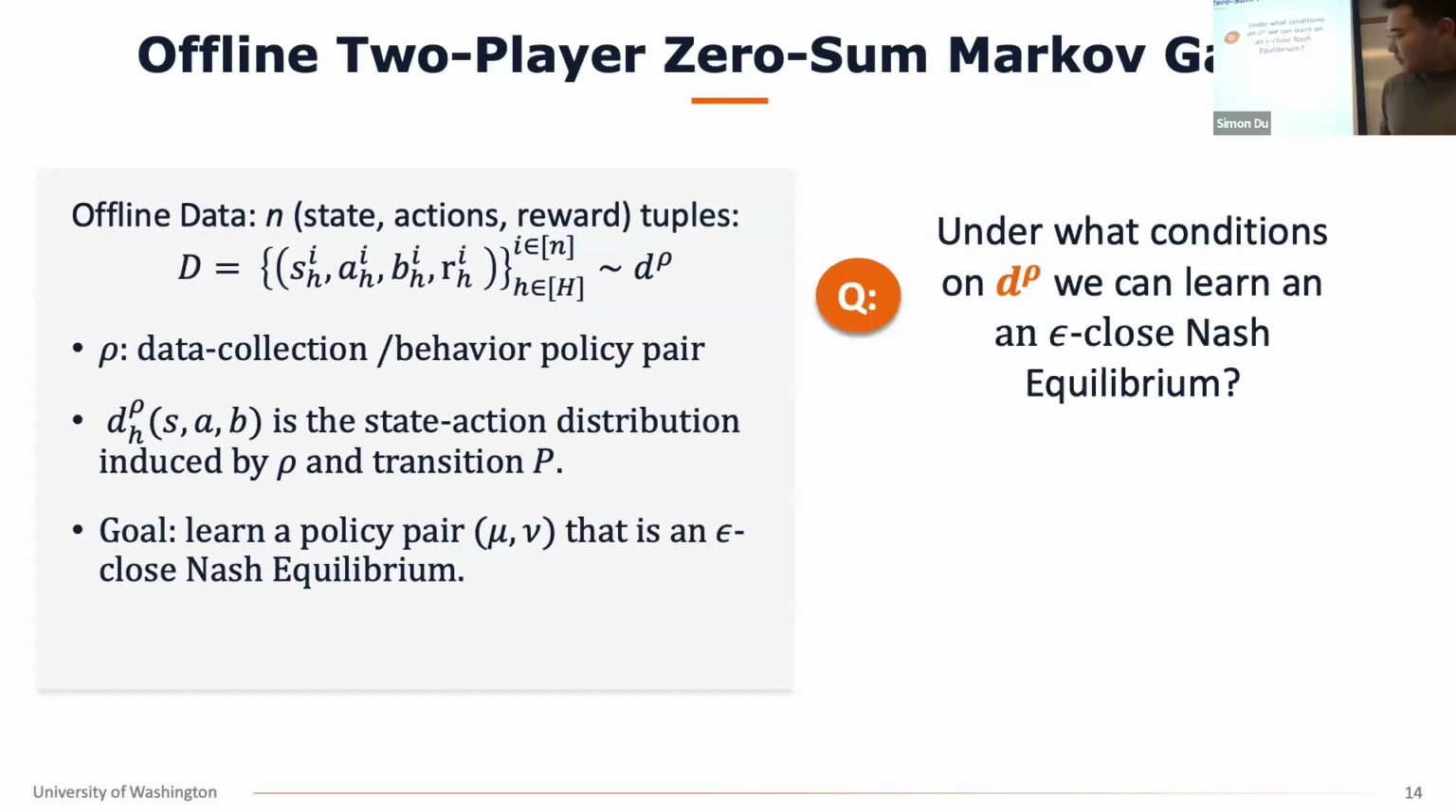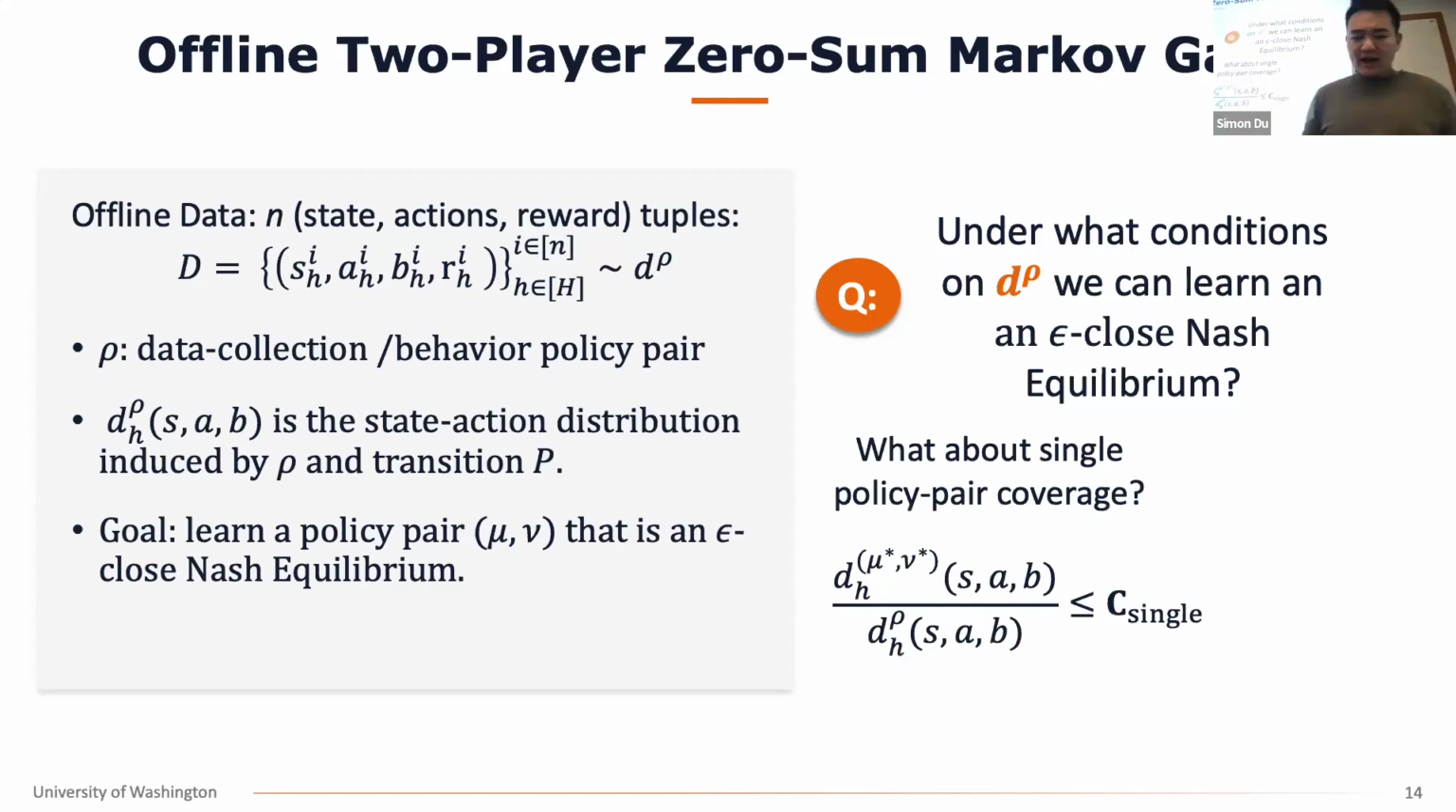All right, so again, we ask this natural question: under what conditions on this distribution, or basically this behavior policy, can we actually learn an epsilon close Nash equilibrium? That's a foundational question you may ask in the first place. The first proposal is what we call single policy pair coverage, which is a natural generalization of single policy coverage. Remember, single policy coverage just means that the density ratio between one optimal policy and the behavior policy is upper bounded.